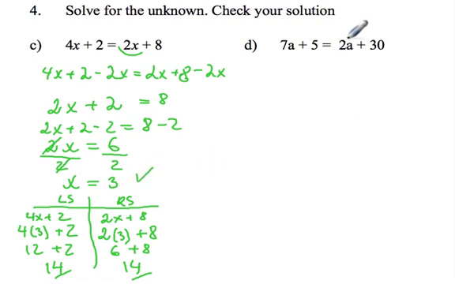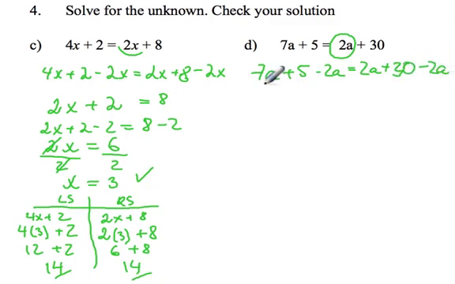Question D. Again, I'll start by moving the 2a. So I'm going to subtract 2a on both sides of the equation. 7a plus 5 minus 2a equals 2a plus 30 minus 2a. 7a minus 2a here is 5a. I still have the 5, equals 2a minus 2a is 0, so we have 30 on the right side.